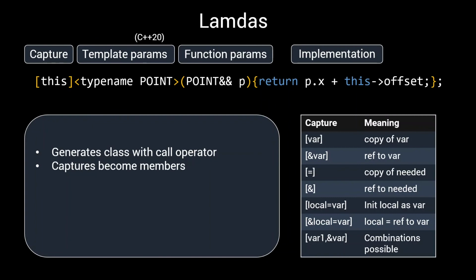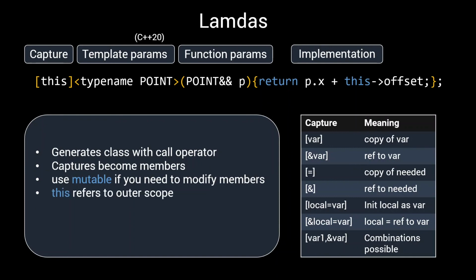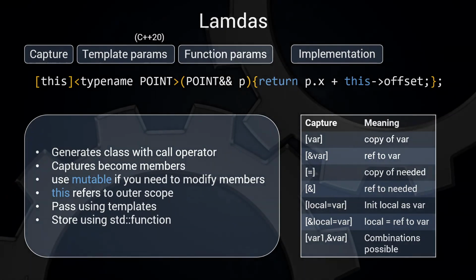The call operator of the generated class is const by default. If you need to modify your members, you can add the mutable keyword to generate a non-const call operator. When using the this keyword in a lambda, you're actually referring to the this defined in the outer scope, not the generated lambda class. As lambdas are simply objects, we can use templates to accept lambdas as parameters for our functions. This has the additional advantage that we can accept anything that's callable. And lastly, if you want to store your lambda or simply enforce a certain signature, you can easily do this using std::function.